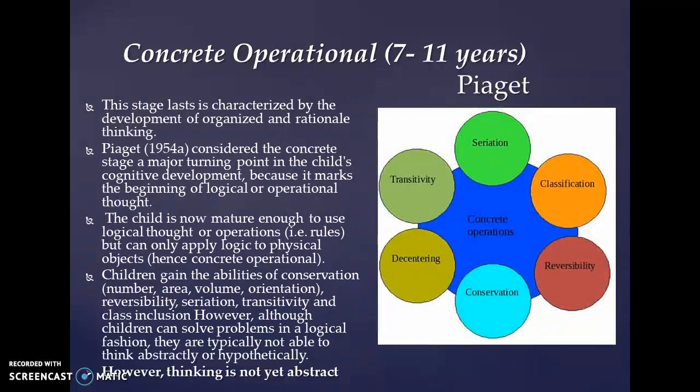Children gain the abilities of conservation, such as through number, area, volume, orientation, reversibility, transitivity, and class inclusion. However, although children can solve problems in a logical fashion, they are typically not able to think abstractly or hypothetically. So, therefore, the thinking is not yet abstract. At this age, they're just starting school and they're learning the basic rudiments of 1 plus 1 is this, versus that divided into another figure would result in something.